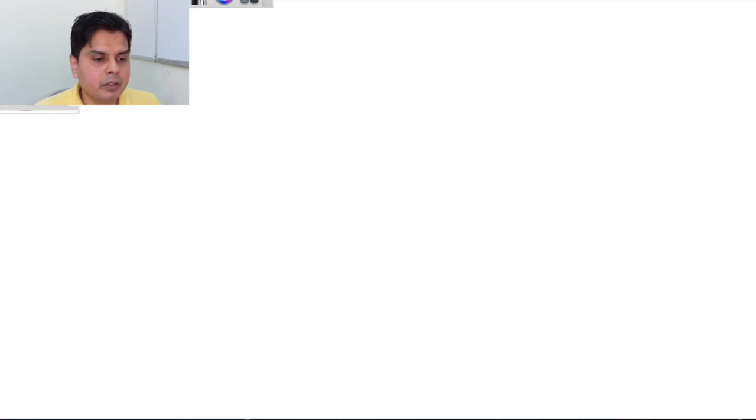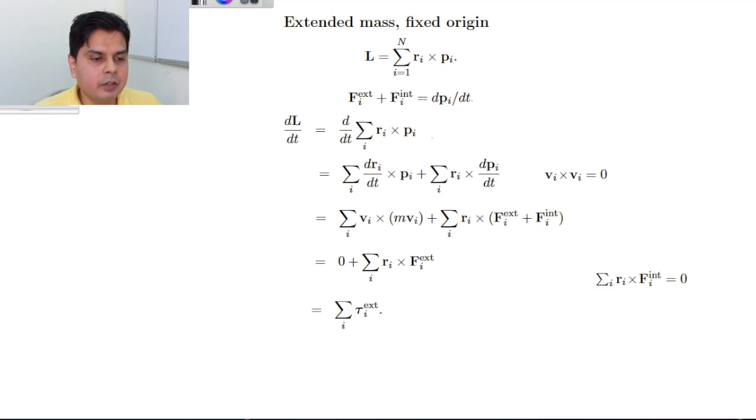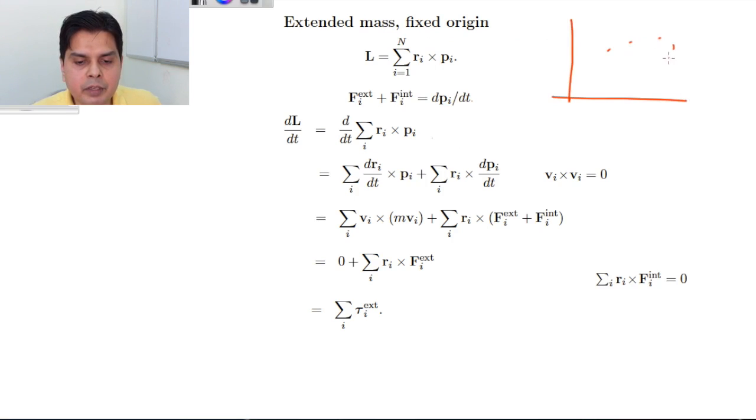So now we saw one case, that case was for a point mass and a fixed origin. Now suppose I have been given an extended mass. By extended mass, what do you mean? There are many masses, mi is the mass of one particular particle. So basically you have a collection of particles. So is there something like torque equal to dL by dt for a collection of particles also? The answer is yes. You see how it will come.